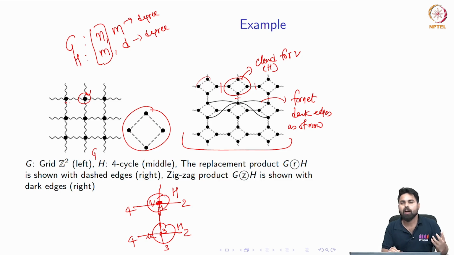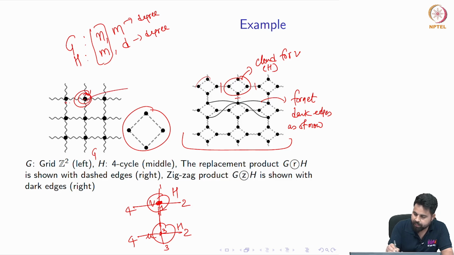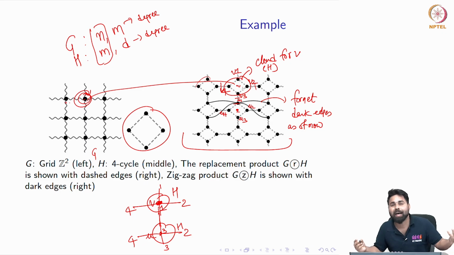Okay, after placing the H, you can now actually give names like this. Suppose I place this guy here, replacing this vertex, so this will now be V1, V2, V3 and V4. Similarly, this guy will be U1, U2, U3 and U4. Suppose these are two vertices, this was U, this was V, which was replaced by the H.